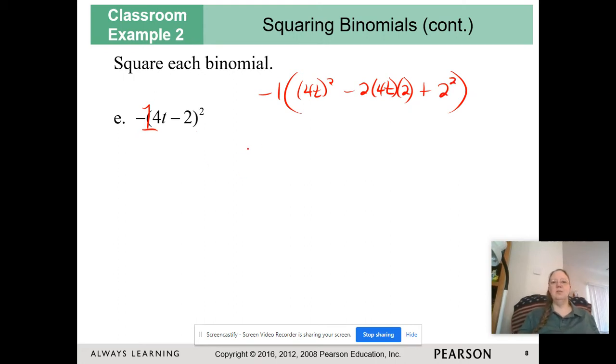Okay, so 4t times 4t is 16t squared. If I multiply the 4t times the 2, I have 8t, and then I have 2 of those, so 16t, and then we're going to distribute.